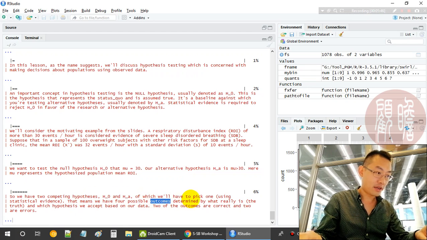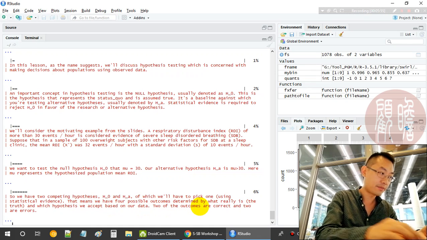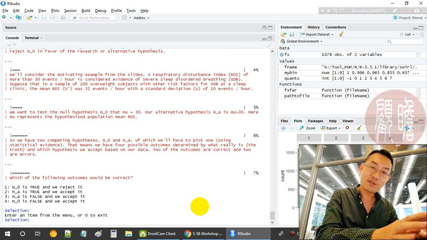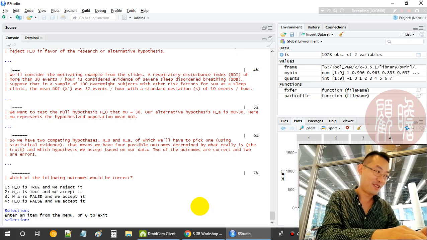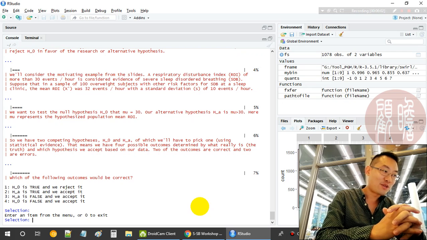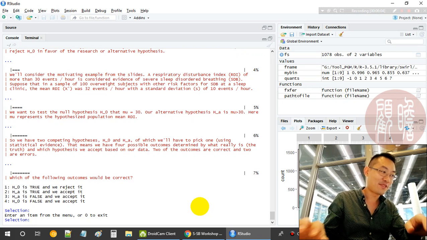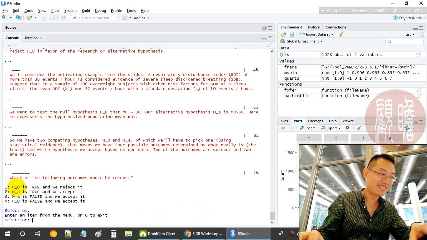Four possible outcomes determine what really is the truth and the hypothesis we accept based on our data. Two of the outcomes are correct and two are errors. It's still theory before we go to the calculation. So which of the following outcomes would be correct? It's a bit tricky. H0 is true and we reject it. HA is true, we accept it. HA is false, we accept it. H0 is false, we accept it.